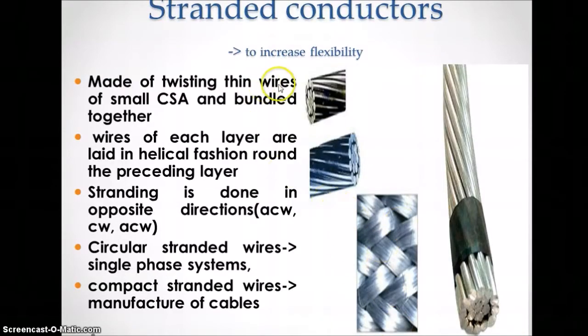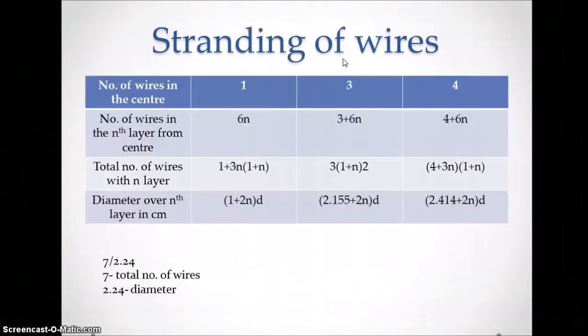Once we have decided on the conductors, how should the conductor be? It is not just horizontal, long, straight conductors. The conductors will be twisted like this. We have one conductor twisted in the clockwise direction, and in the next layer, the conductor is twisted in the anti-clockwise direction. If I have one more layer around this, it is in the clockwise direction. Alternately, it is twisted to give good flexibility. These are called standard conductors.